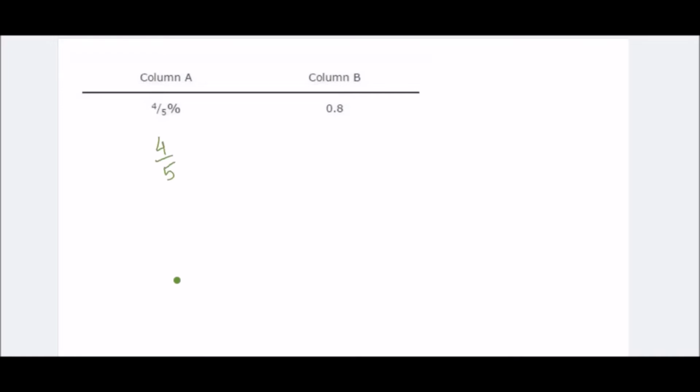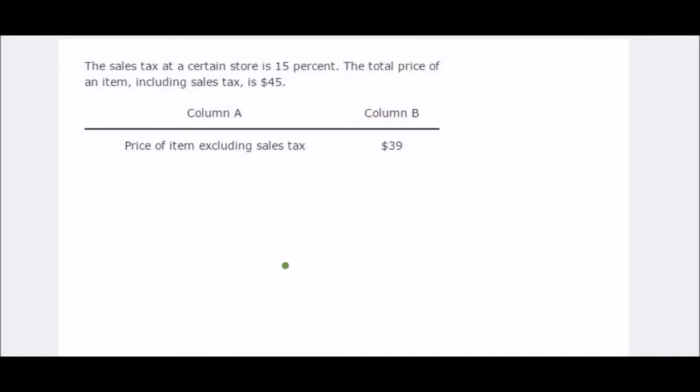4 by 5% means 5 divided by 100. For simplify 4 by 500, the answer will be 0.008. Here the 0.8 will be greater than, so quantity B is greater than A. So answer will be B option. Here is our next question.